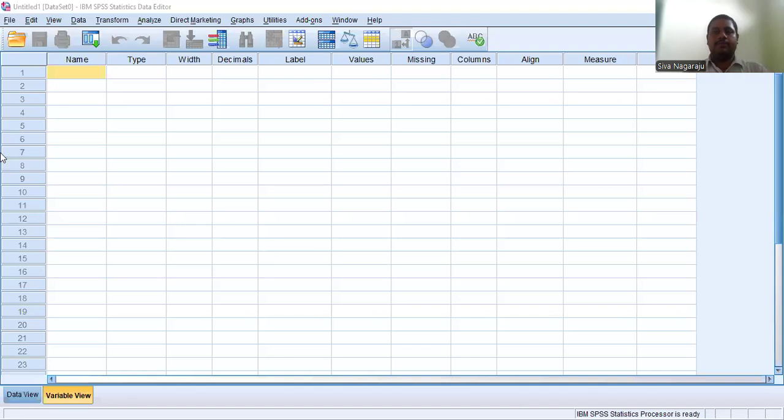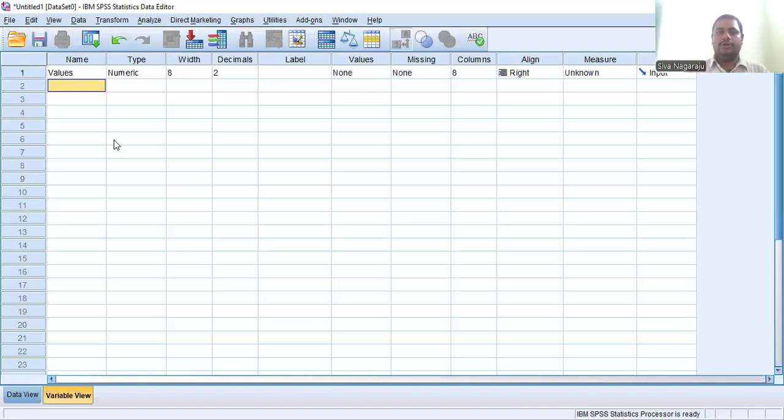Now we will be creating the variables like this. First one is values. Entered. And the values we enter numerically, and there are no decimals in our data. And for the label here you can mention number of hours working of a plug. Okay. And the second one is brands.